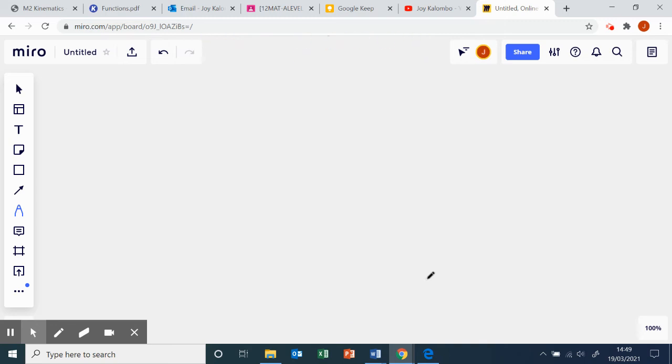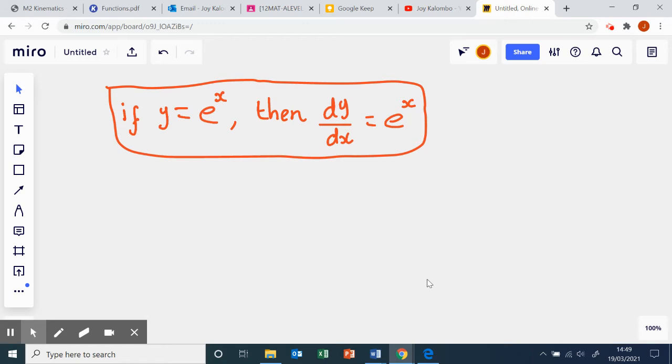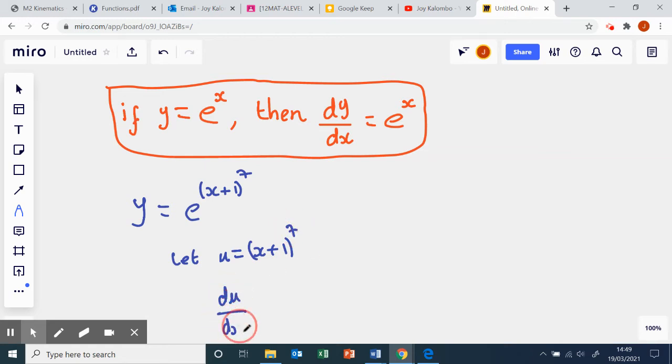And let's do one more example, guys. So just to remind you guys of the rule. So we have this rule here. So let's suppose we have y is equal to e to the power of (x plus 1) to the power of 7. Okay, so we let u equal (x plus 1) to the power of 7, and then we have du/dx, and then we have y equals e to the power of u.